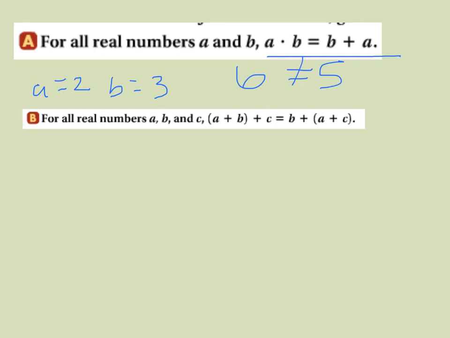For b, for all real numbers, a plus b plus c would be the same thing as b plus a plus c. Well, I know this is true because this is one of our properties. It's the associative property of addition. So you could find any 3 numbers, and it does not matter the order that you add them up. They will always give you the same answer.